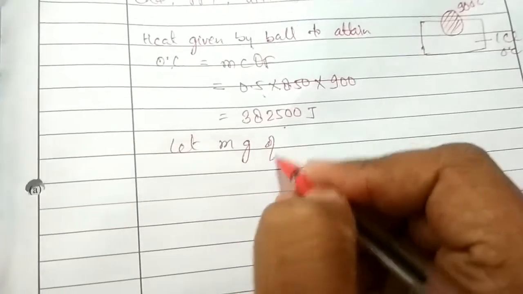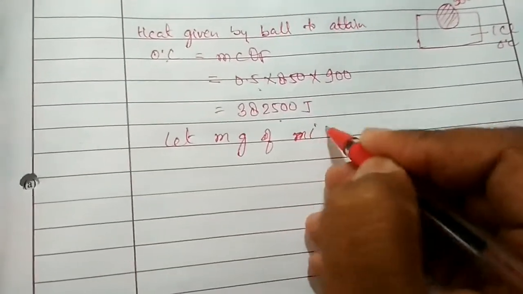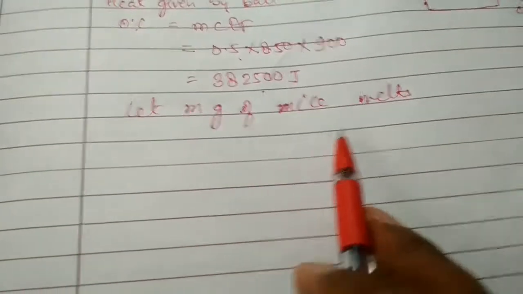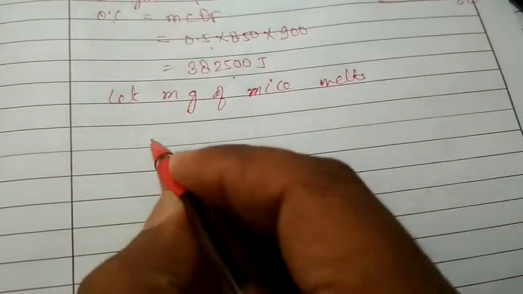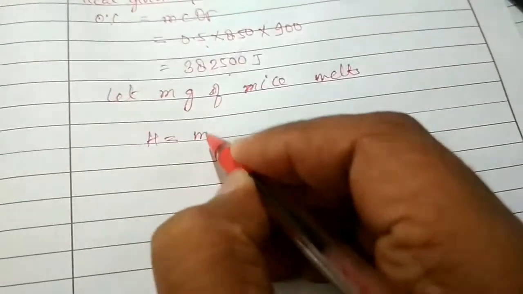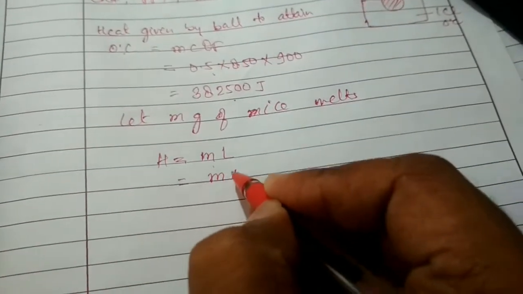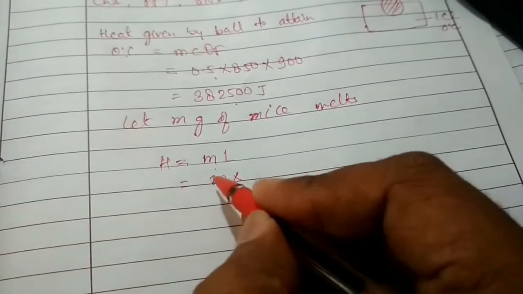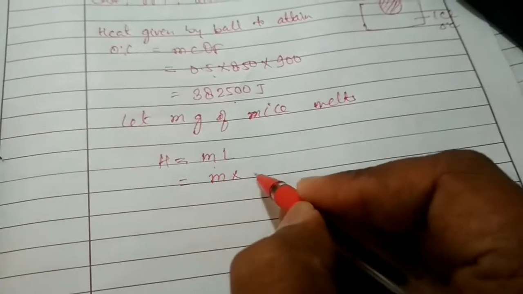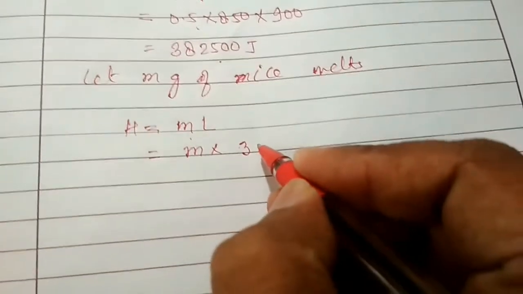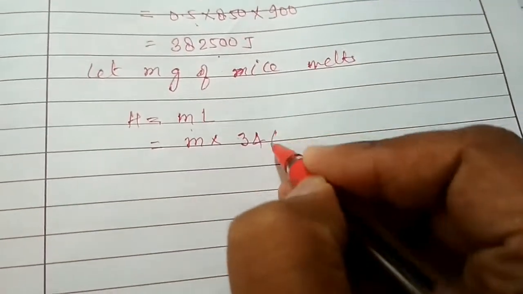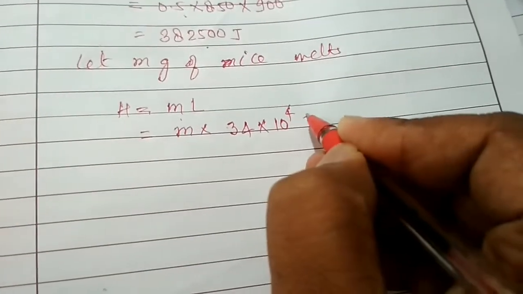Let m gram of ice melt. So heat absorbed by this ice to melt, H is equal to mL, very easy. How much heat will it absorb? Mass we don't know. L, if I'm considering the mass in kg, here it is given as 34 into 10 to the power 4 joule per kilogram. So we will write 4 into 10 to the power 4 joule per gram.